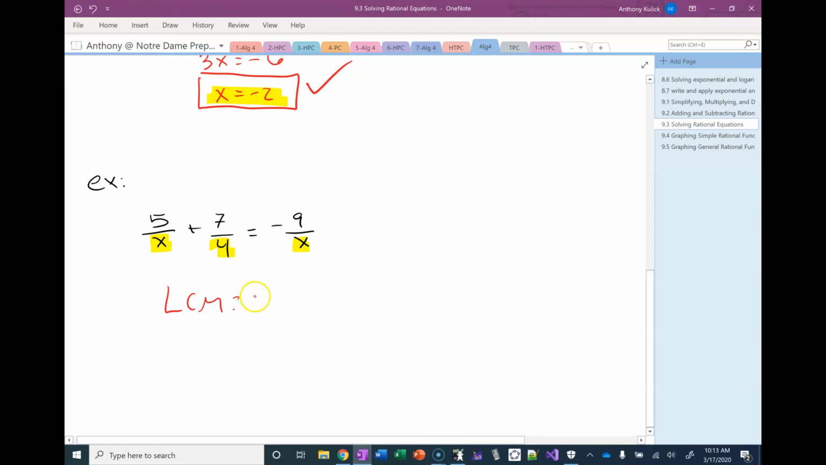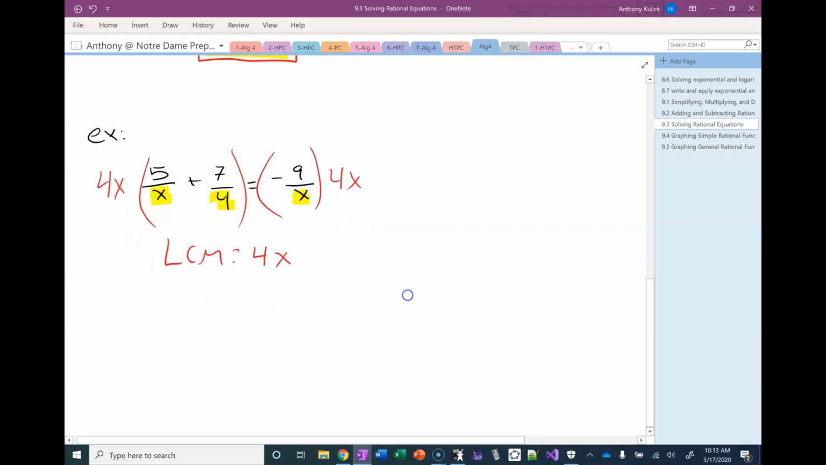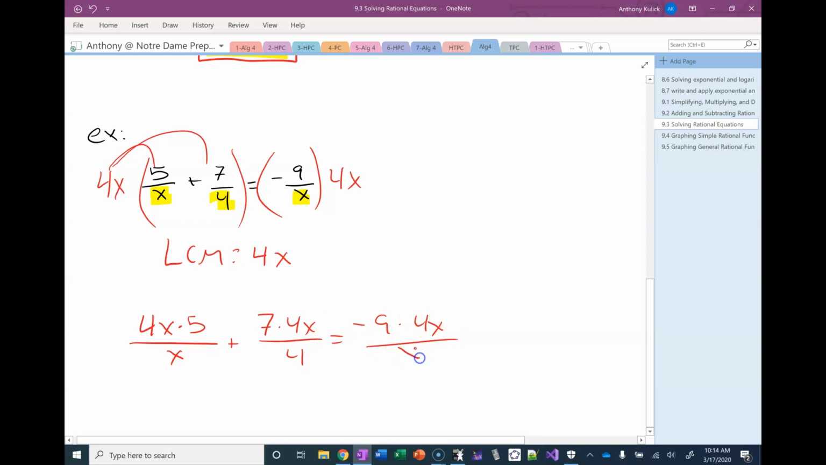So the biggest power of 4 is to the first. The biggest power of x is just x to the first. So I'm going to multiply both sides of my equation by 4x. So when I do that, the 4x is going to distribute to both fractions on the left-hand side. So I'm going to have 4x times 5 over x plus 7 times 4x over 4 equals negative 9 times 4x over x.